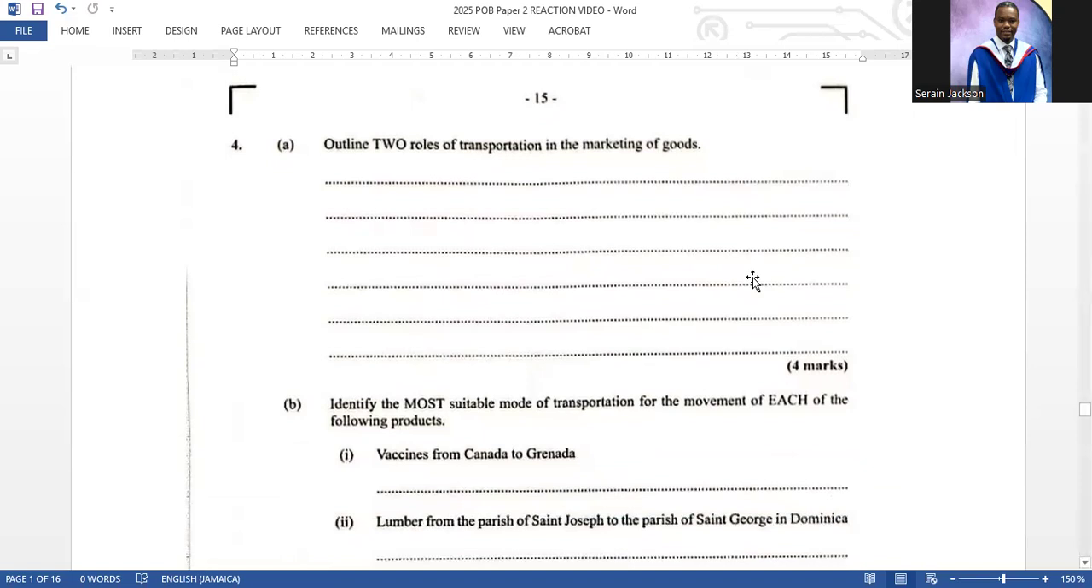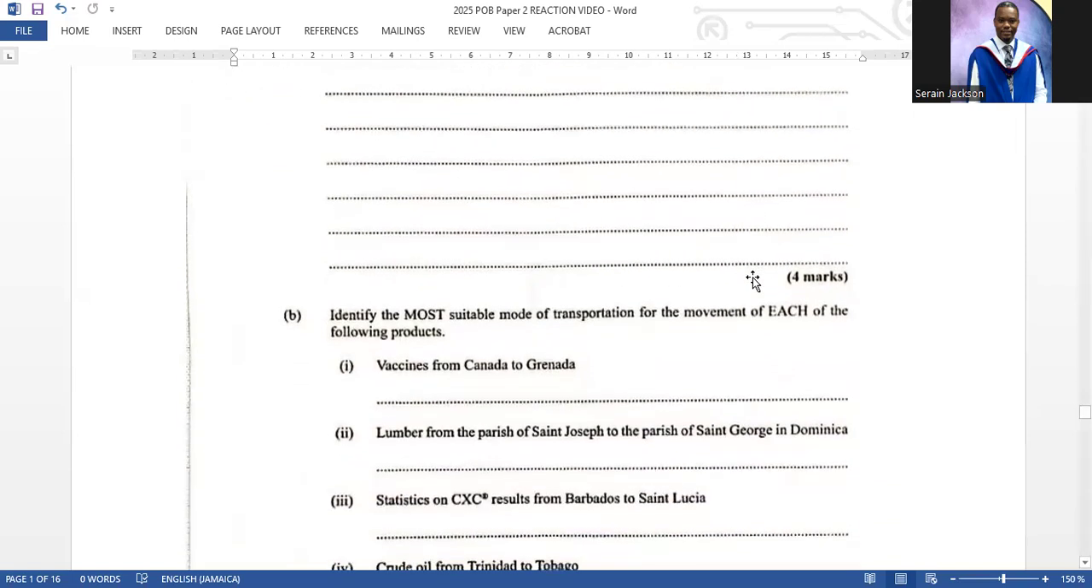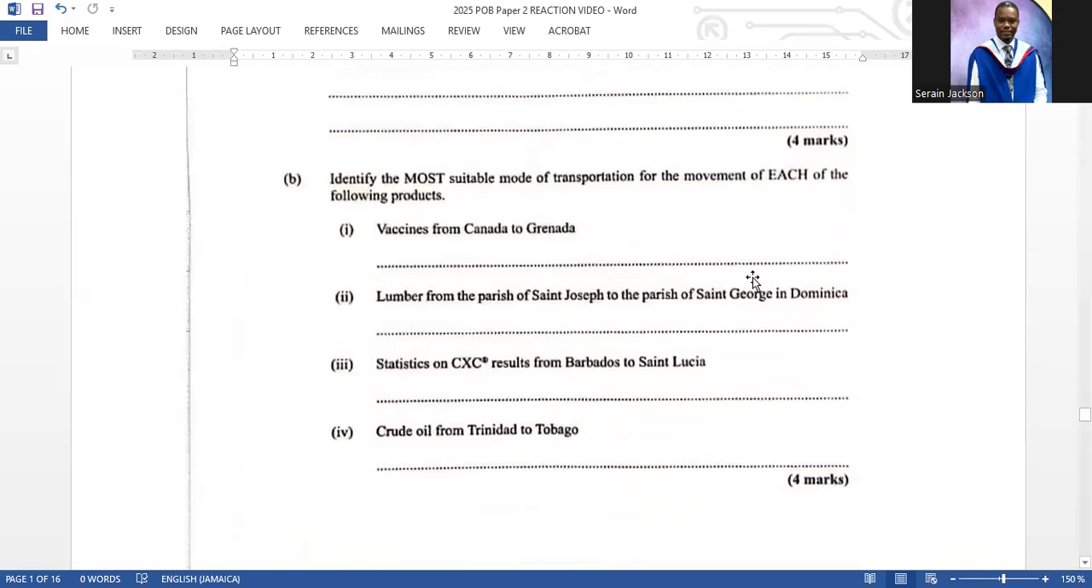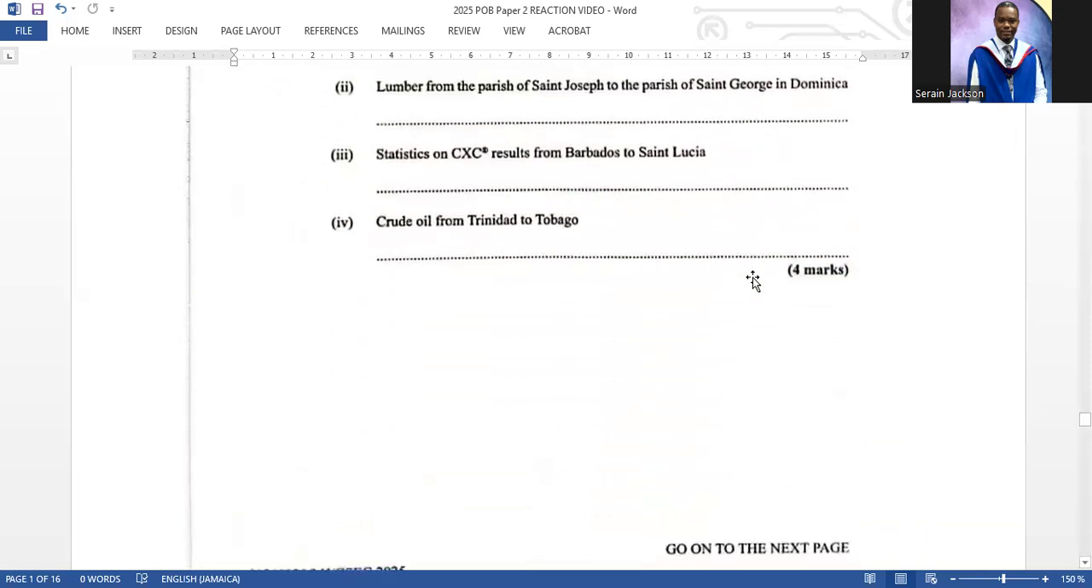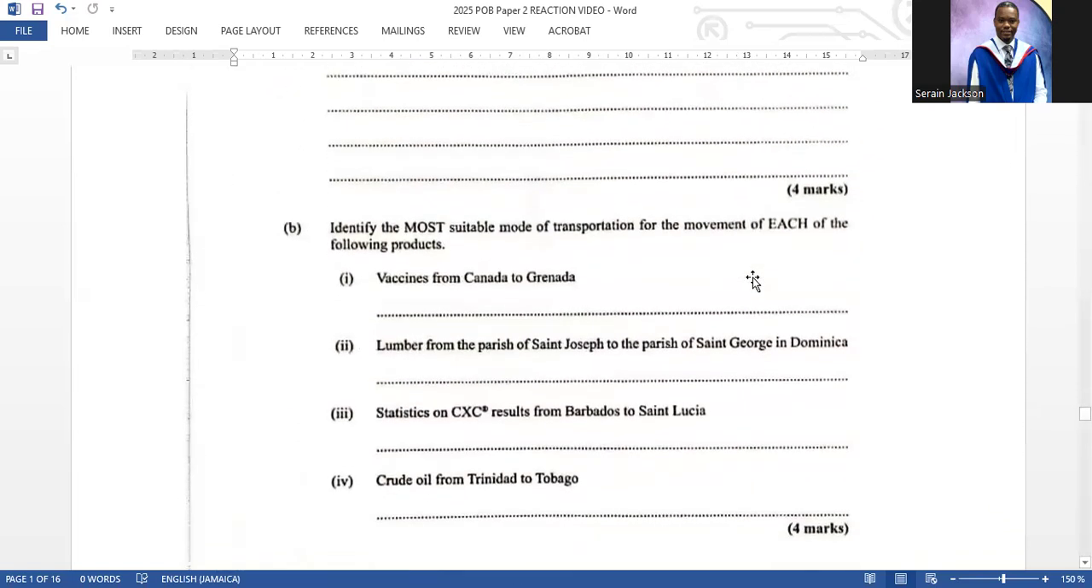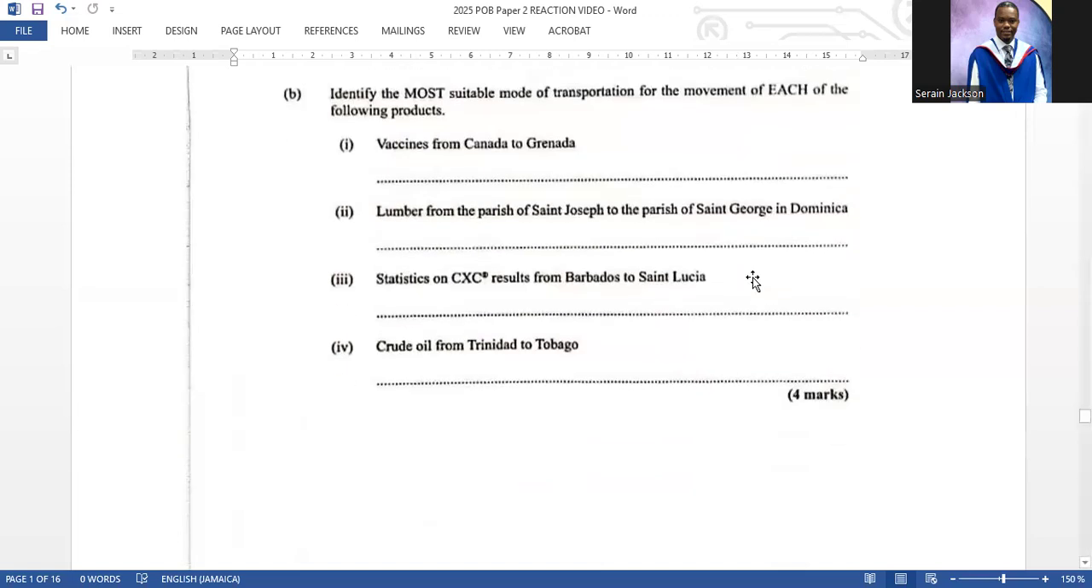I think I have a video on transportation, right? This is logistics. Look at that. That is a logistics question, right? For 4 marks. Identify the most suitable mode of transportation for each of the following products. Again, this is logistics, right? Transportation, right? Yeah, so they want you to tell the mode of transportation: water, sea, air, rail, land, stuff like that.